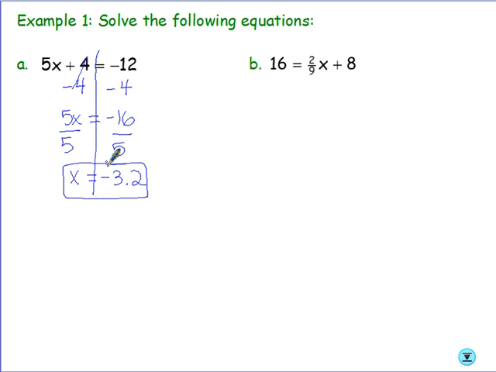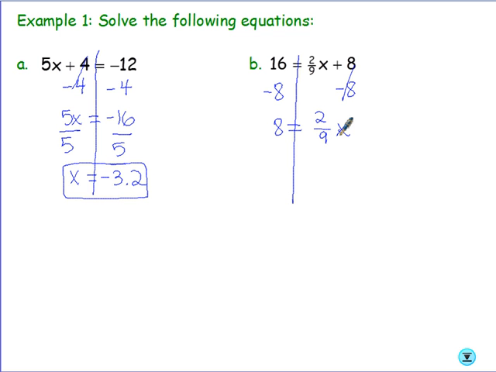Next equation. This one has a fraction, nothing too difficult to work with. So let's take a look. This is also a 2-step equation. We need x by itself. Well, this time x is on the right side. We're going to move the 8 first. We're going to subtract 8 from both sides. 16 take away 8 leaves us with 8. We still have 2 over 9x.